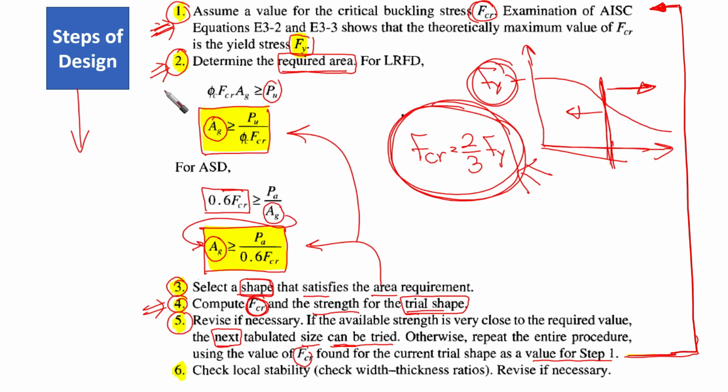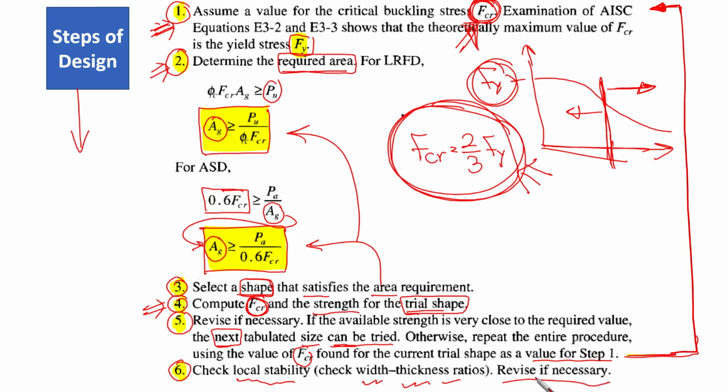So here it requires some guessing from you until you reach FCR. FCR is the critical component in the design process. If you could guess it well, then it will be okay. If not, then you're going to spend some time on a trial and error process. And then the last step is going to be check local stability. It is the last step, which is the width to thickness ratio for the flanges, if necessary, or the height to thickness ratio for the webs, if necessary.